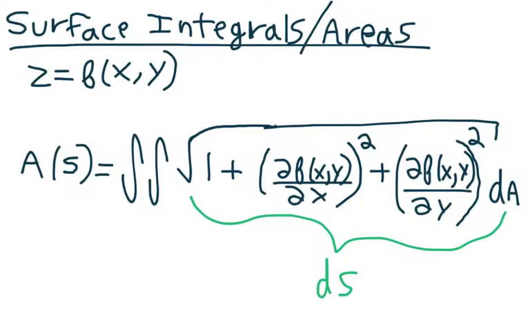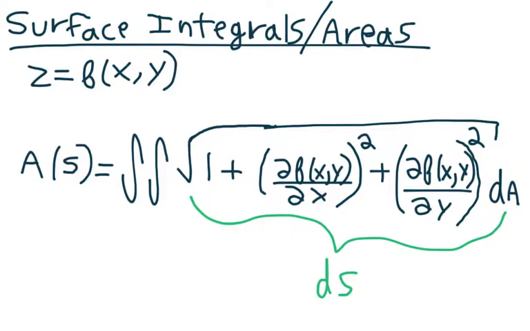So surface integrals, also known as surface areas. The first thing we want to do is get our function in terms of x and y's. Then, to find the surface area, we simply want to do the double integral of the square root of 1 plus ∂f/∂x squared plus ∂f/∂y squared, all of that times dA. And we also see that the square root of 1 plus ∂f/∂x squared plus ∂f/∂y squared times dA is also known as dS.